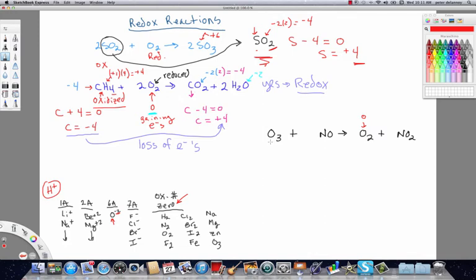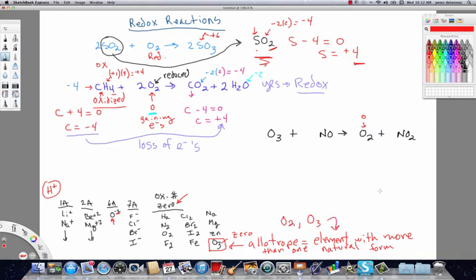We look at the O3 and we go, uh-oh, what do we do about that? Well, look what I added here. Here's O3, and it gets a 0 because O3 is what we call an allotrope. And an allotrope simply means this is an element with more than one natural form. So in the case of oxygen, we have O2 and we have O3. Two natural forms of this. So guess what? This gets an oxidation number of 0. So now we need to look at the other components.